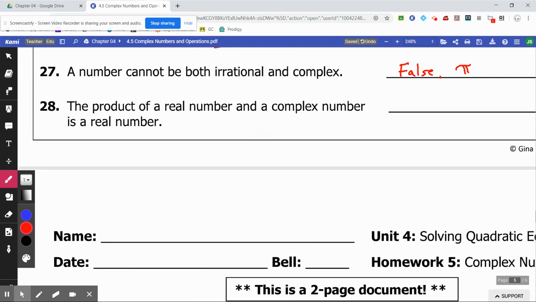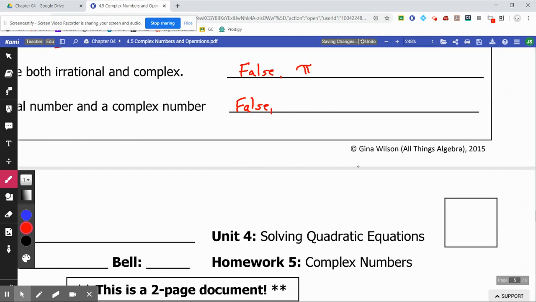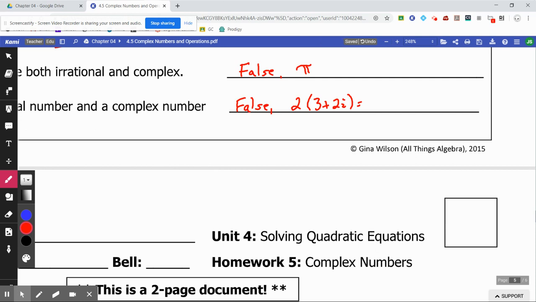And then number 28, the product of a real number and a complex number is always a real number. And that's going to be false. And let's give our counterexample. Let's go ahead and write false. The product of a real and a complex, that'd be like 2 is real, 3 plus 2i is complex. Will that always be a real number? No. If you distribute this, 6 plus 4i, that is not a real number. That gives you a complex number back.